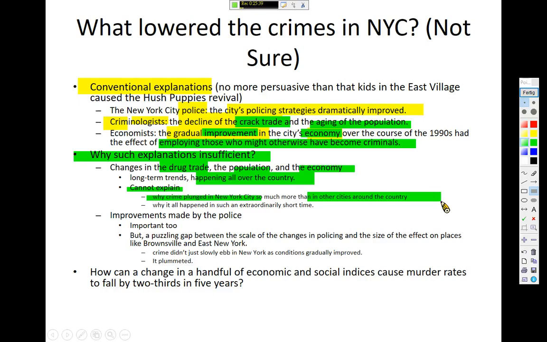So these are not the primary reasons, right? If these reasons were true, then the crime rate of all other cities should do the same thing. But they don't. It did not happen in this way. Okay? And the other one is that we know this is a long-term trend, right? But let's see what happened in New York. It happened in just 5 years. So why did it all happen in such an extraordinarily short time?